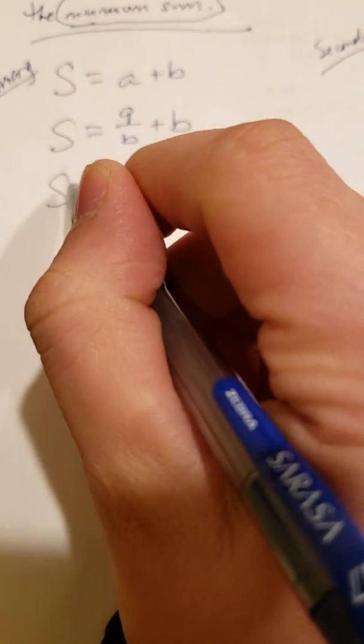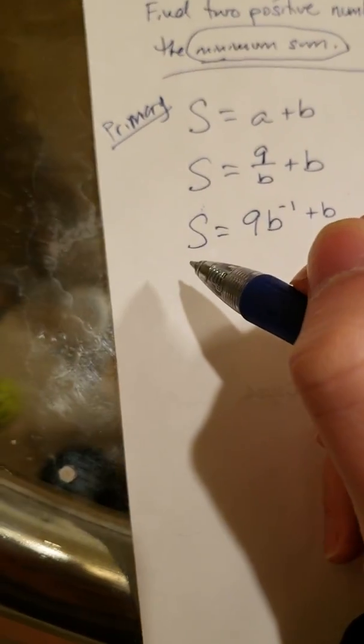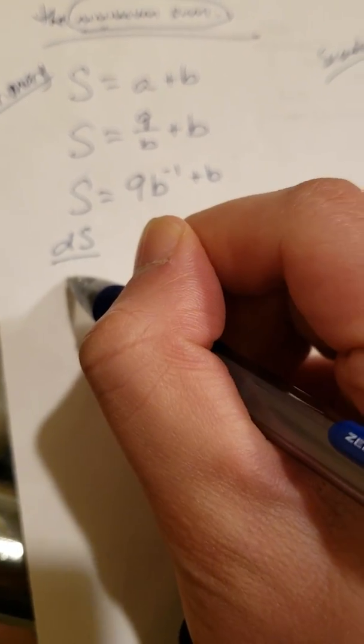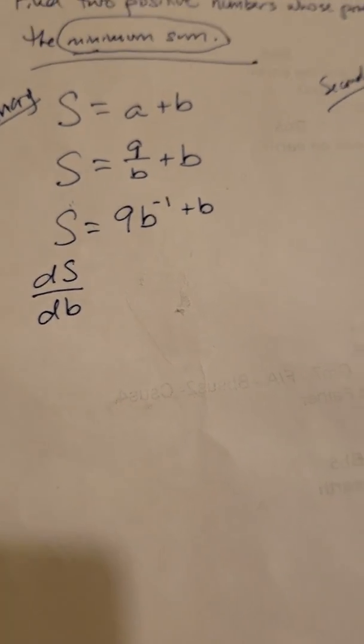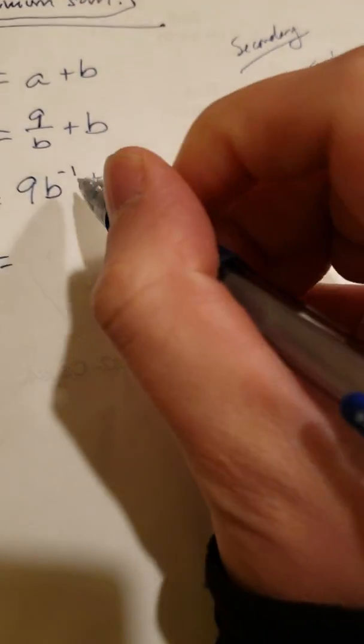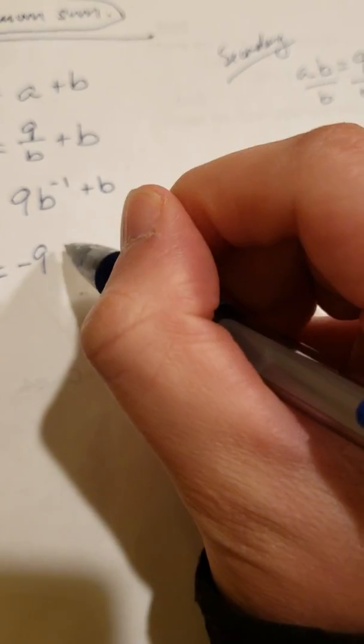So we're going to derive with respect to b. Some people wanted to just put s prime. Other people wanted to get more specific and say it was ds over db. Okay, just to remind you that you are deriving with respect to b, equals, and then this becomes negative 9 b to the negative 2.